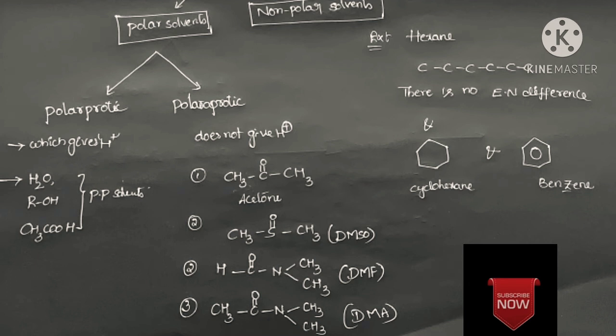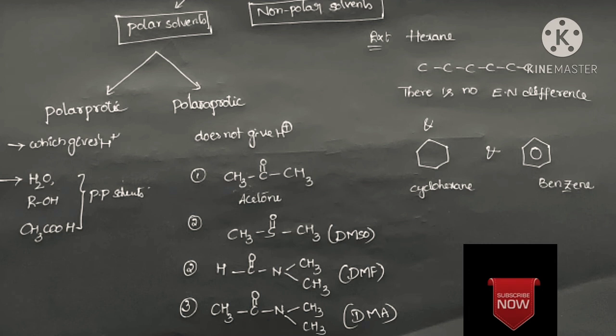Also, in polar aprotic solvents, we can replace the carbon atom with a sulfur atom. That is DMSO, dimethyl sulfoxide. Another polar aprotic solvent is dimethylformamide, HC double bond O N CH3 twice. We can also replace the hydrogen with CH3, giving CH3 C double bond O N CH3 twice, dimethylacetamide. These are the polar aprotic solvents.